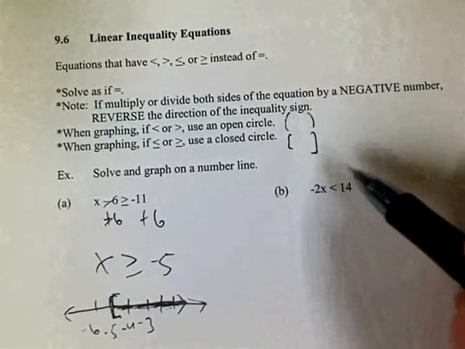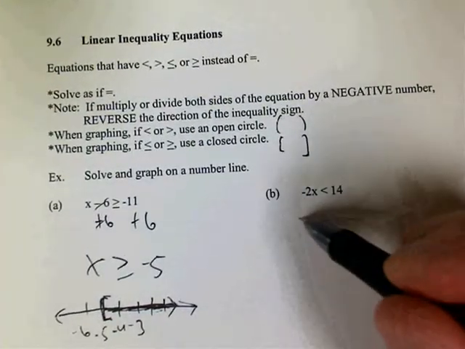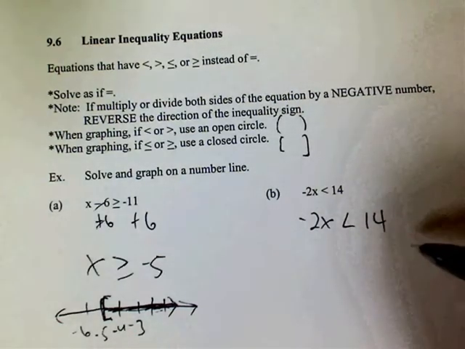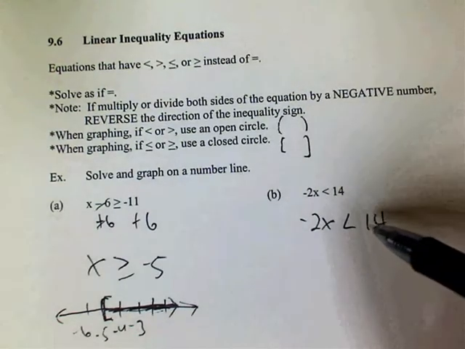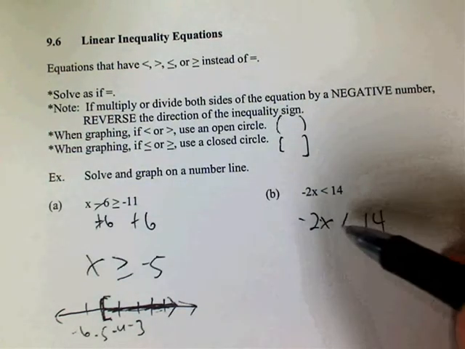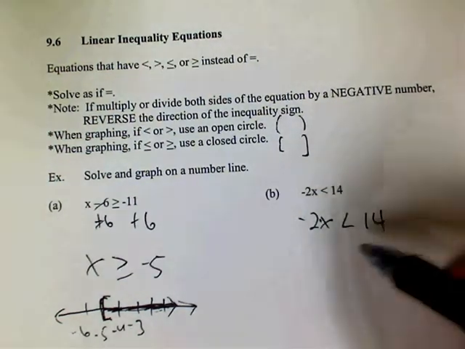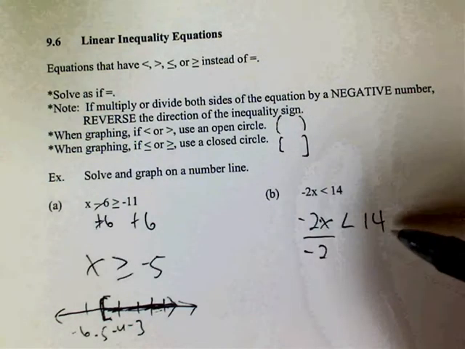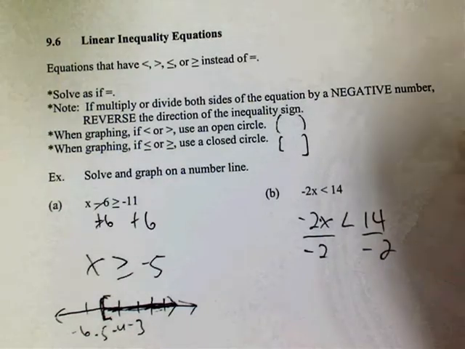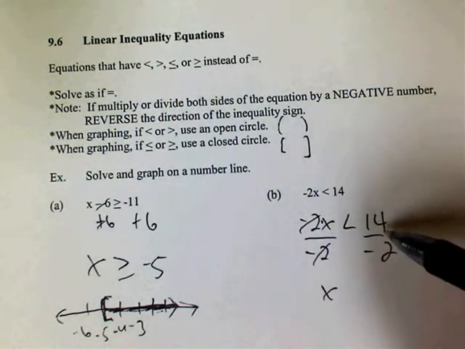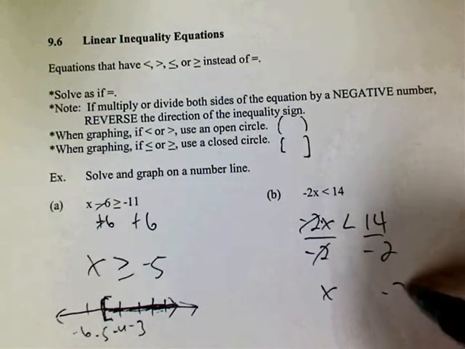Now let's go to this problem. The whole goal once again is to isolate x on one side of the inequality sign, in this case the less than sign. So to get rid of the negative 2 that's being multiplied, because that is multiplication, if you want to put a dot there, I'm going to divide because the opposite of multiplication is division. It's actually the inverse, but we'll just say opposite. These negative 2's cancel out, leaving the x, and 14 divided by negative 2 is negative 7.